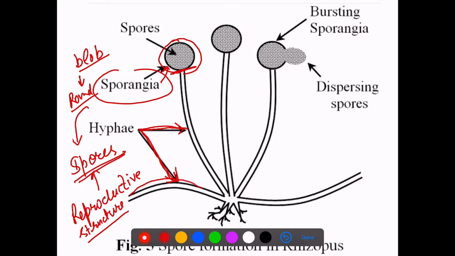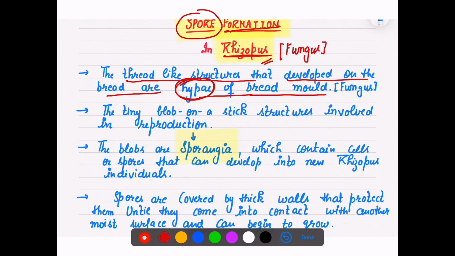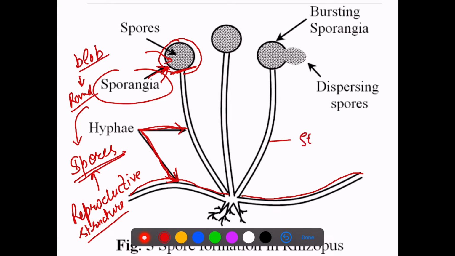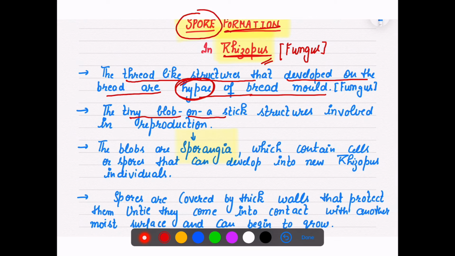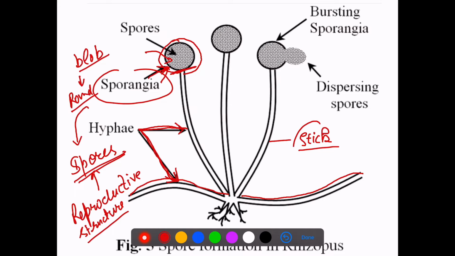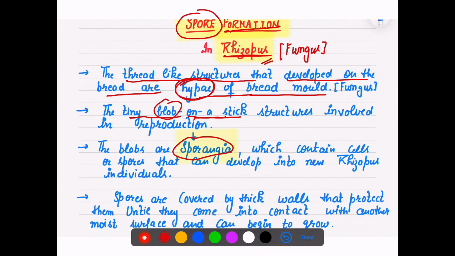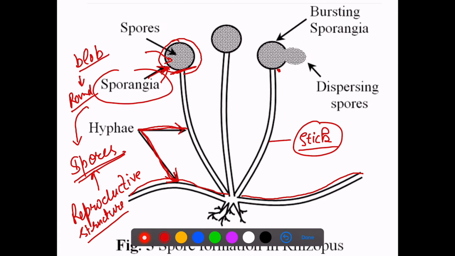So first these thread like structures start developing on the bread, and then there is a blob, or you can say round structure, in which spores start developing. A tiny blob on a stick: we are calling these hyphae the stick, and the blob the sporangia. So blob on a stick means this round structure on a stick. Sporangia are involved in reproduction, hyphae is not, because these sporangia are having spores.